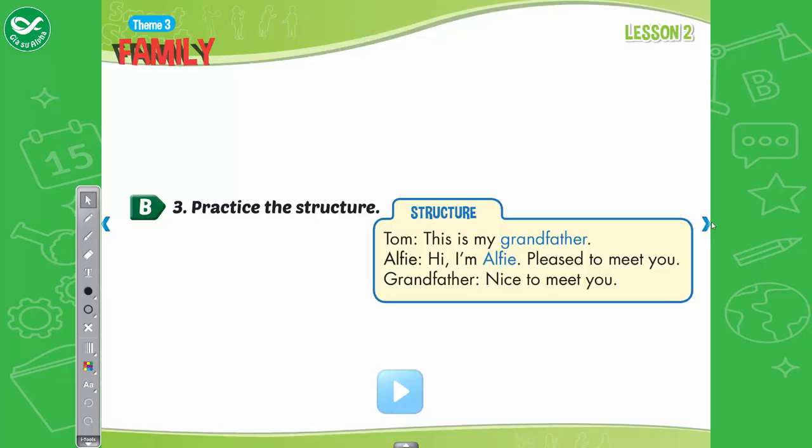B. 3. Practice the structure. This is my grandfather. Hi, I'm Alfie. Pleased to meet you. Nice to meet you.